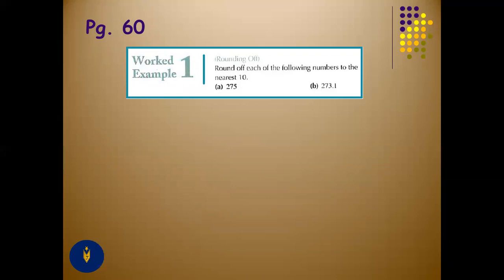Now let's start. Round off each of the following numbers to the nearest 10. अभी जैसे कि मैंने बताया था, nearest 10 में भी हम कर सकते हैं if we have 3 digits, हम उसको nearest 10 पे भी कर सकते हैं, nearest 100 पे भी कर सकते हैं. Nearest 100 we have just done in previous slide. Now we are going to round these two numbers which have 3 digits to the nearest 10.